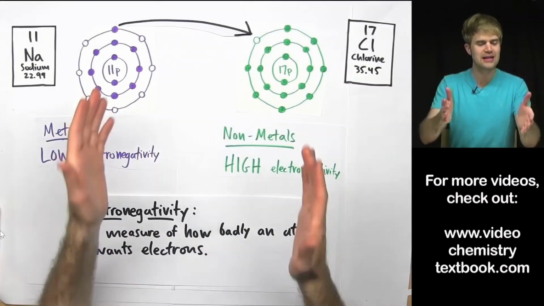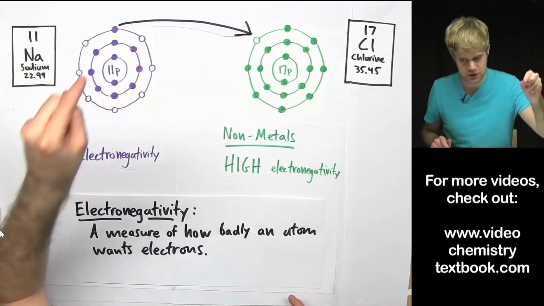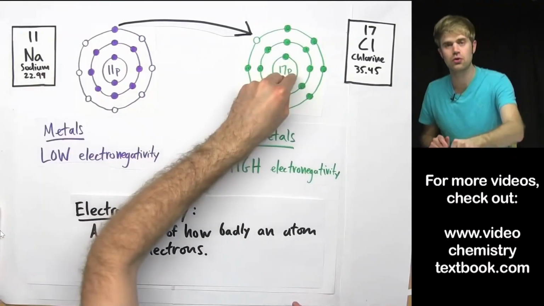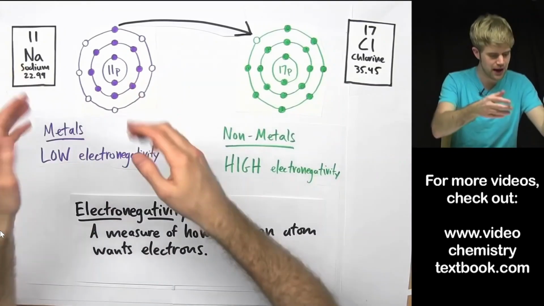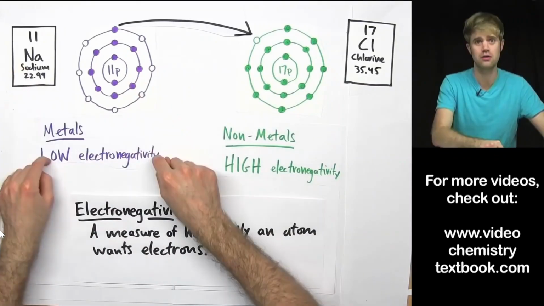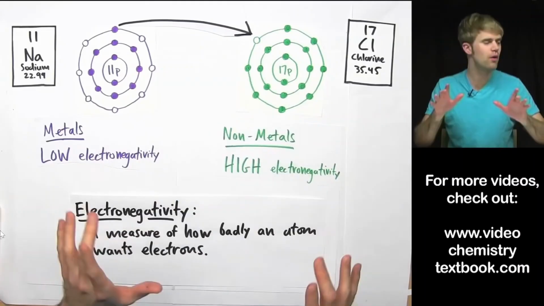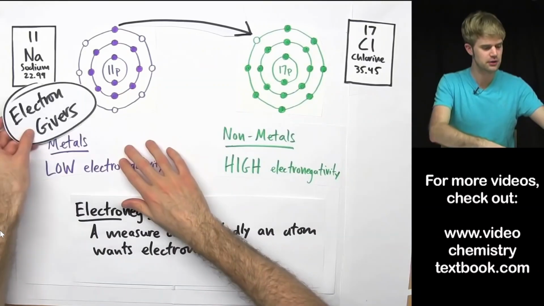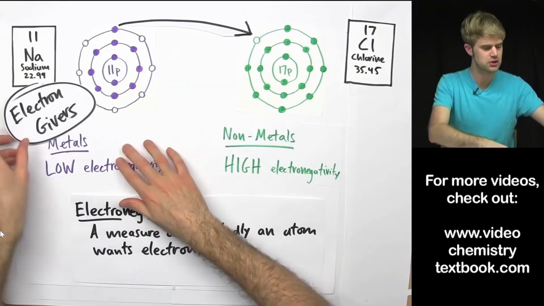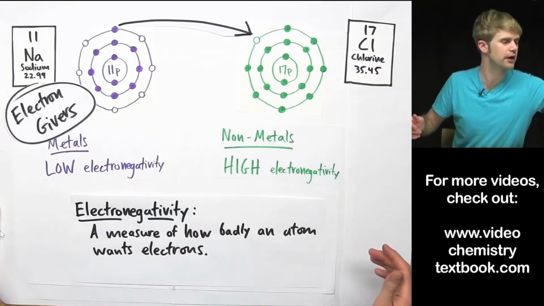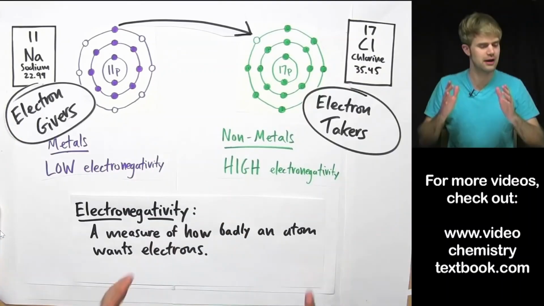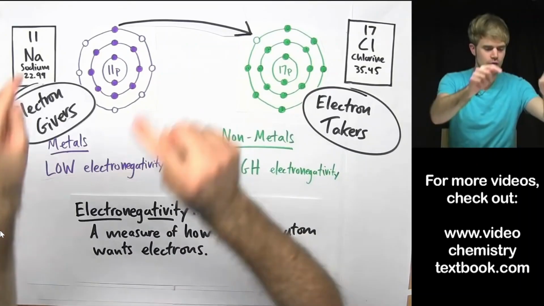So that's why electrons move from sodium to chlorine and not the other way around. They move from the atom with low electronegativity, low greediness, to the atom with high electronegativity. And this is the way it always works in ionic bonding. The metals, like sodium, are the electron givers, and the nonmetals, like chlorine, are the electron takers. Electrons always move from the metal to the nonmetal.